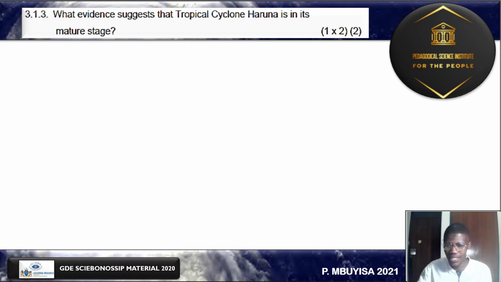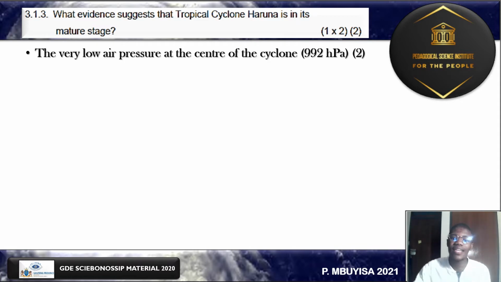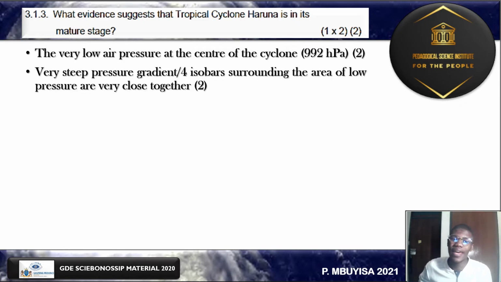Now in the mature stage, we have that happening perfectly well. We have cold air entering the system at the center, and as it enters the system, it warms up adiabatically. As a result of it warming adiabatically, we are going to have the formation of the eye. So evidence that shows us that it is in the mature stage is, number 1, the intense low pressure. They said the pressure is 992 hectopascals. And again, we have our pressure gradient being followed because pressure decreases towards the center.